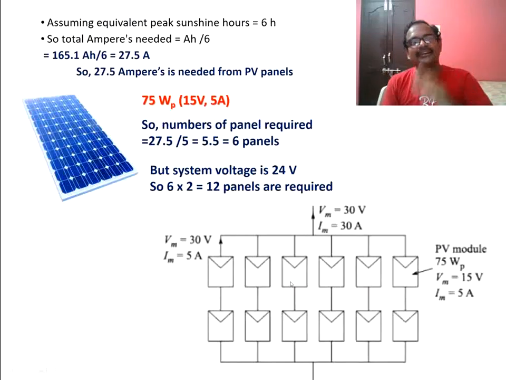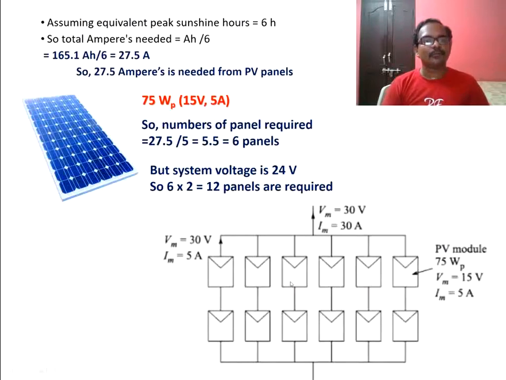So what solar panel is available with us? We have a 75 watt peak solar panel, which has 15 volts and 5 ampere ratings. So each solar panel will give me 5 amperes of current. But how many amperes do I require? 27.5 amperes of current. So how do we calculate the number of panels required? 27.5 divided by 5 gives 5.5, so approximately 6 panels are required to produce 27.5 amperes of current.